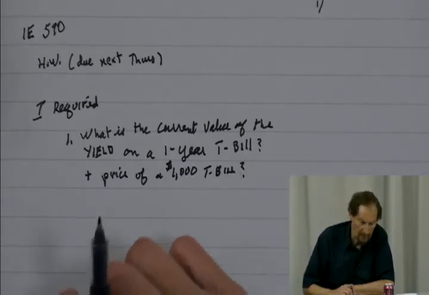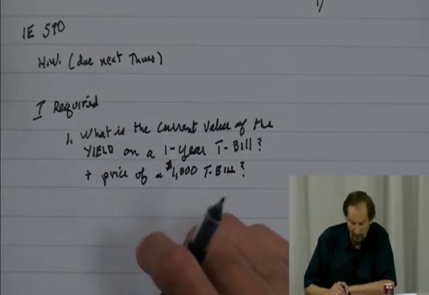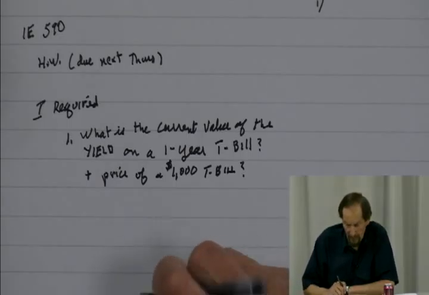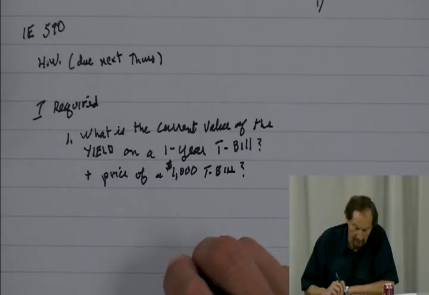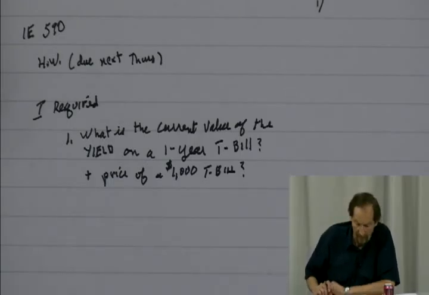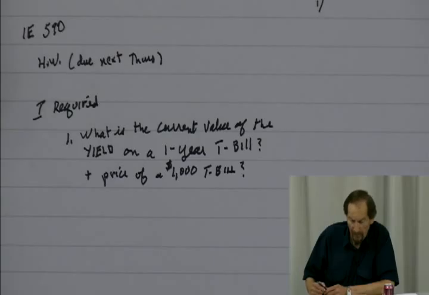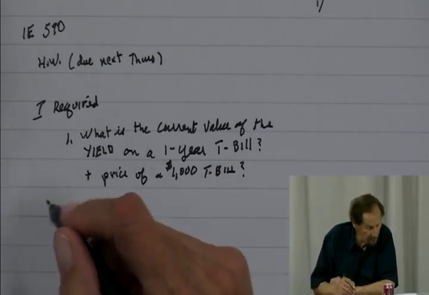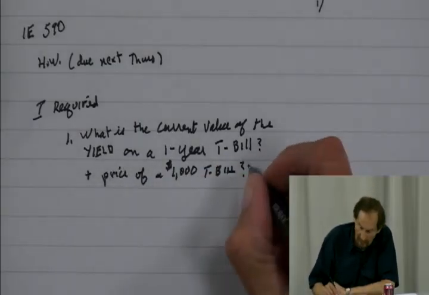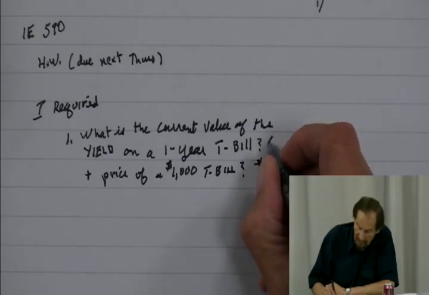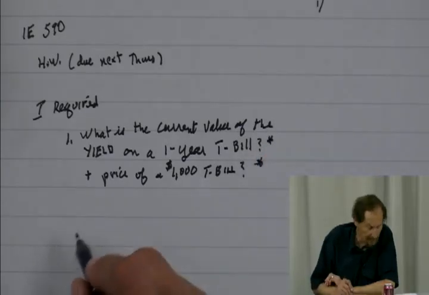Now, we know that Treasury bills are what we call zero coupon bonds. They are fixed income, but they are zero coupon. So typically, you buy a $1,000 bond for less than $1,000, but you get $1,000 after 1 year, and you don't get any other interest payments on it. And let's put asterisks on these two, and I'll explain that in a sec.